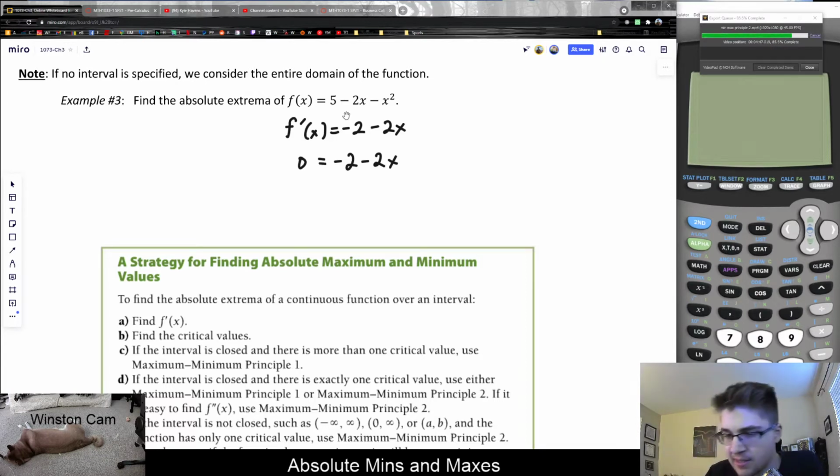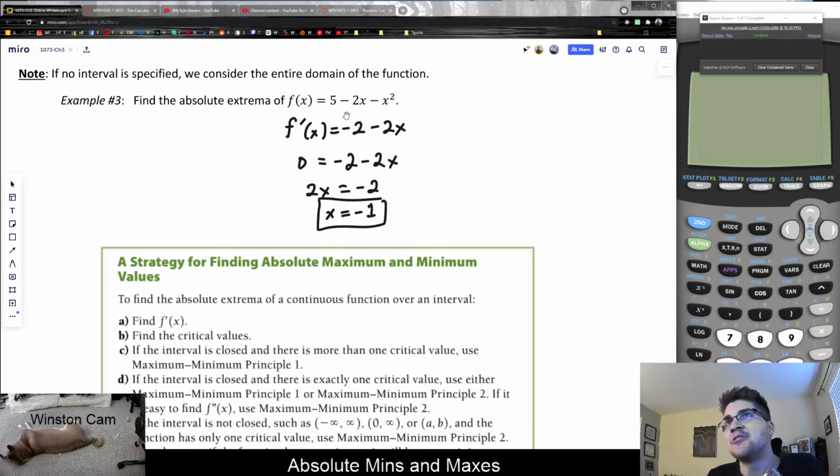And notice since it's linear, there's only one solution. So if I added 2x to both sides, I'd have 2x equal to negative 2, divided by 2, I'd have x is equal to negative 1. So there's only one critical value here, which implies that it's the only one on the entire domain. So again, it doesn't necessarily have to be the min or max, but it probably is, just because of the nature of the question. And again, we could check the concavity.